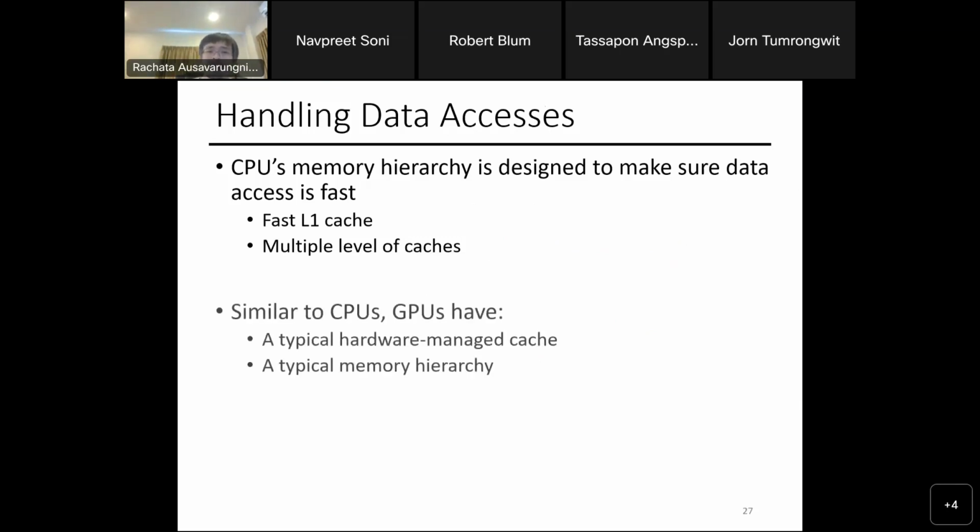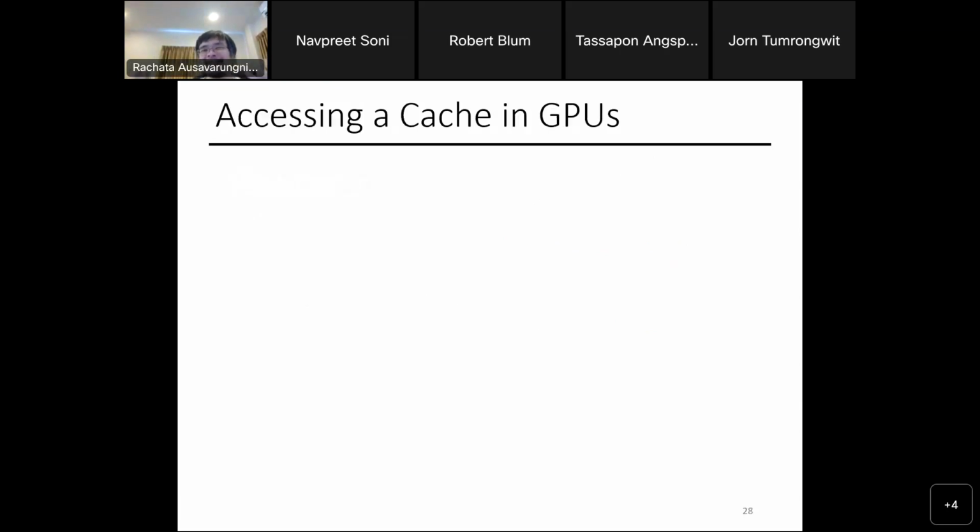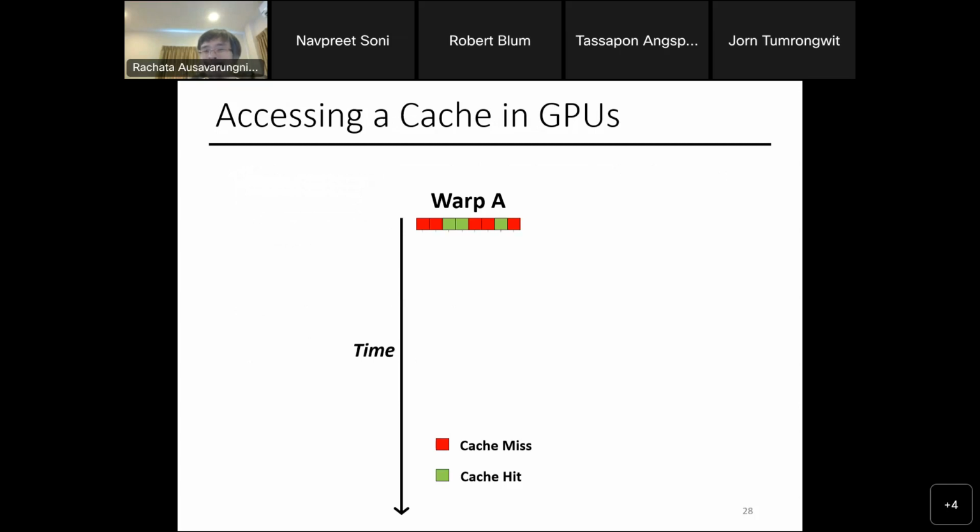What about the GPU? The GPU also has a cache. The GPU also has the typical memory hierarchy. So let's look at what the cache access looks like in the GPU. You can have warp A with cache hits and misses. What do you notice here? You notice that some accesses hit in the cache and some other accesses do not hit in the cache.